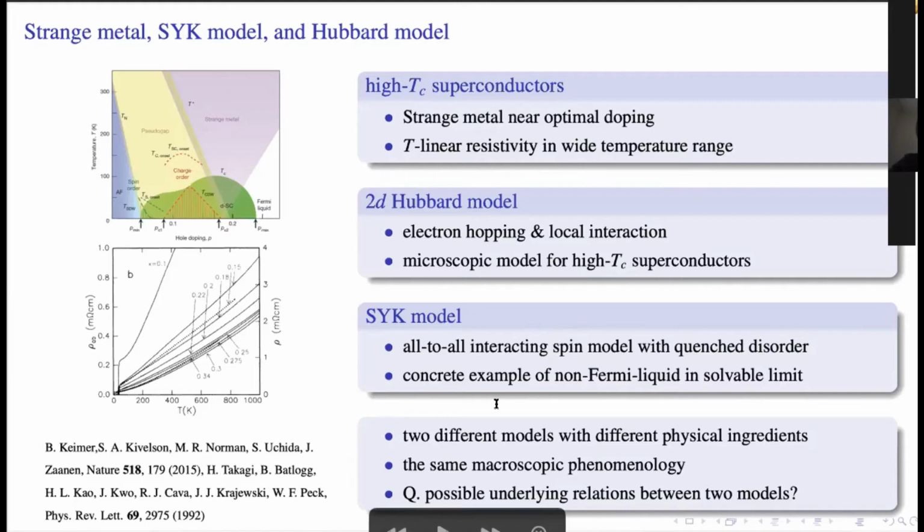So in the remaining part, I want to discuss the question: is there any underlying relation between these two seemingly different models with seemingly different ingredients? That's one of the topics I want to discuss in the remaining part of my talk.